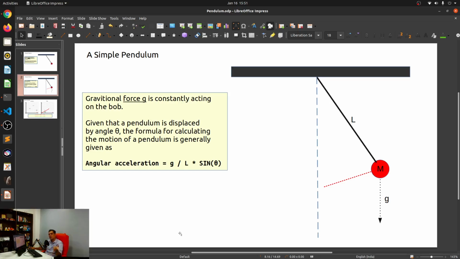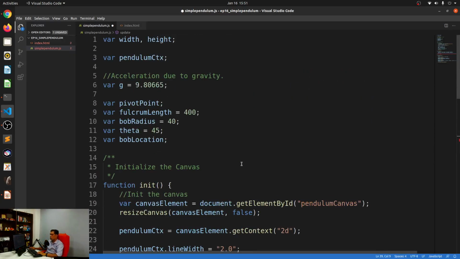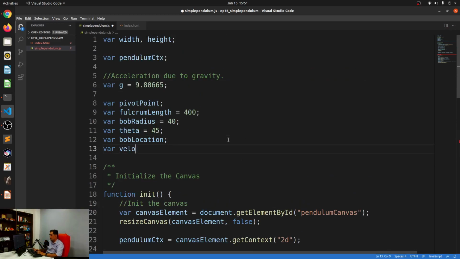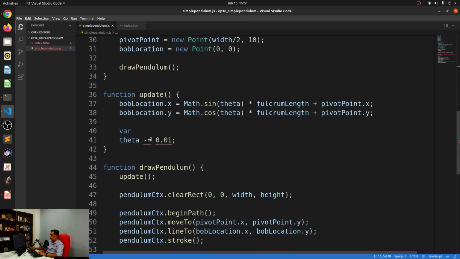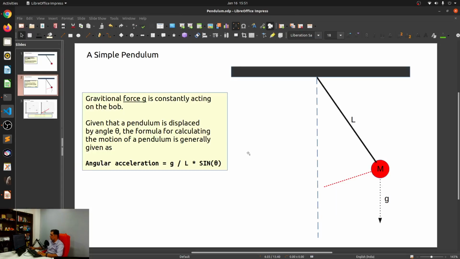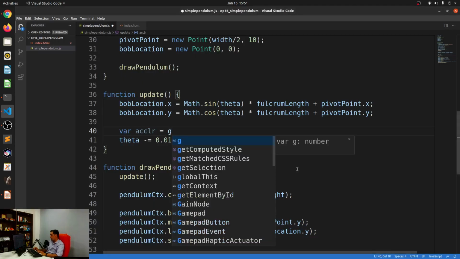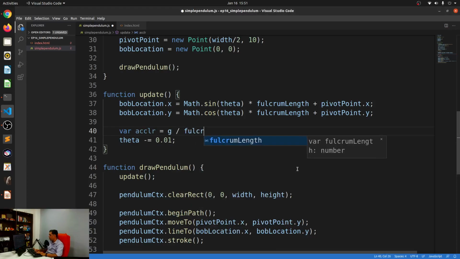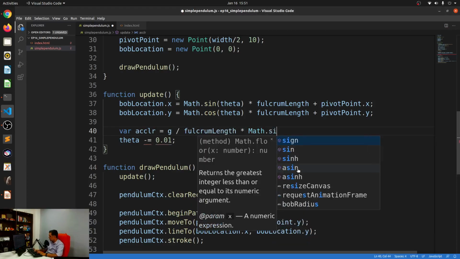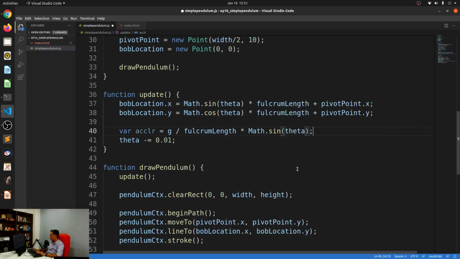But there is something called velocity that is actually in play. So this acceleration needs to be added to a velocity, and the velocity needs to be added to the angle, or in this case, our theta. So I'm going to need a variable here called velocity, and I'm going to say velocity is 0 for now. All right. So I have the drawPendulum. Acceleration is equal to G, which in my case is still called G, divided by fulcrum length into Math.sin of theta. All right. So that gives me my acceleration.